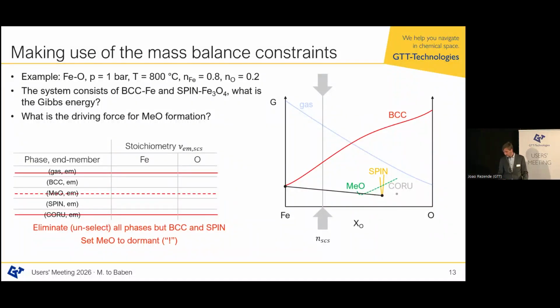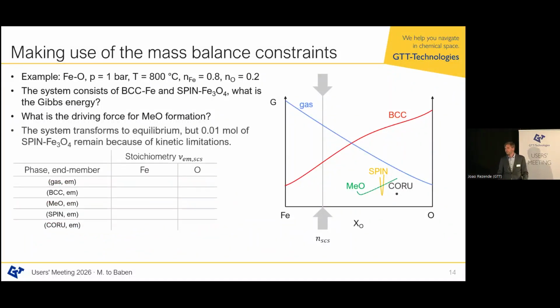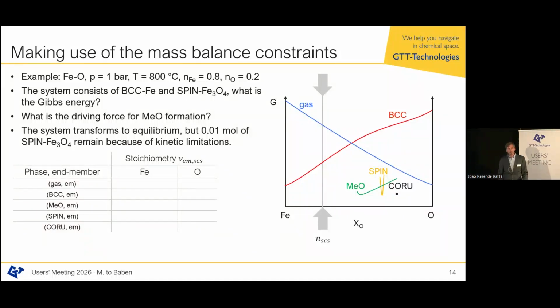Okay. Good. Now let's become a bit more fancy. Now we say this system transforms to equilibrium, but there is a kinetic constraint that leads to 0.01 mole of spinel Fe3O4 to remain because of some kinetic limitation. Now this kinetic limitation is again a constraint, so we can apply this constraint in here. How? Well, we introduce this QA and we link it to the spinel.